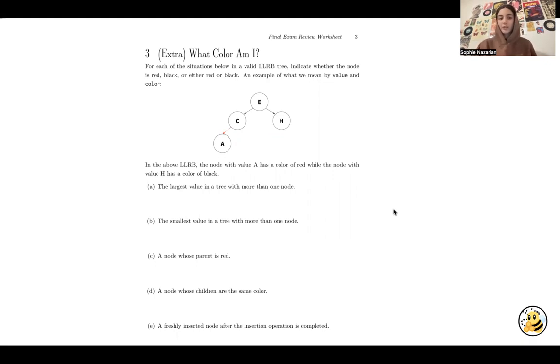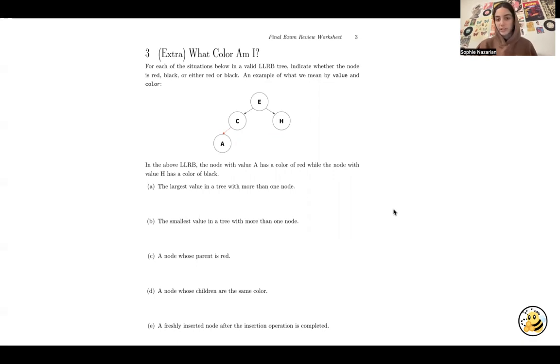So for each of the situations below in a valid LLRB tree, indicate whether the node is red, black, or either red or black. An example of what we mean by value and color, it gives us a little diagram, and it's saying in the above LLRB, the node with a value A has a color of red, while the node with value H has a color of black.